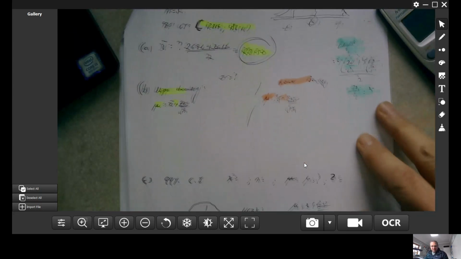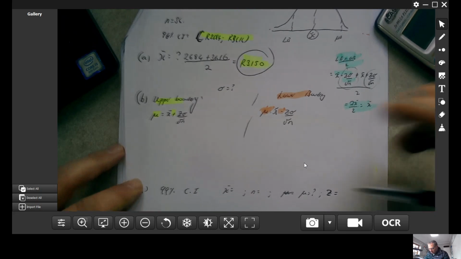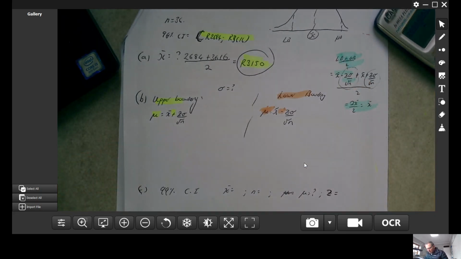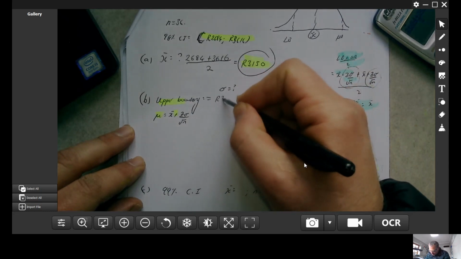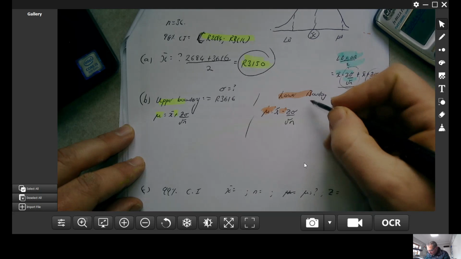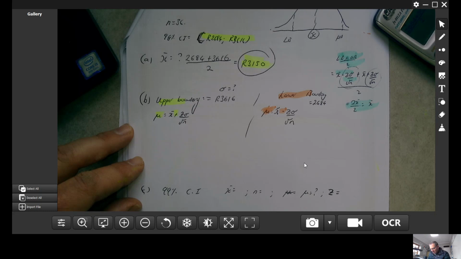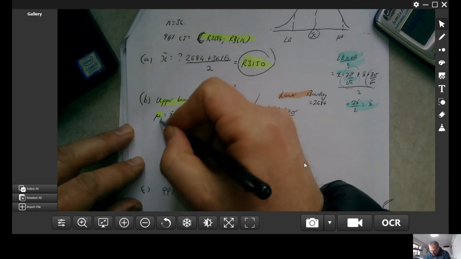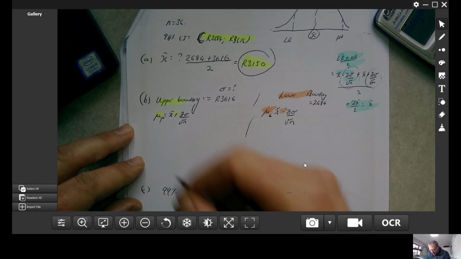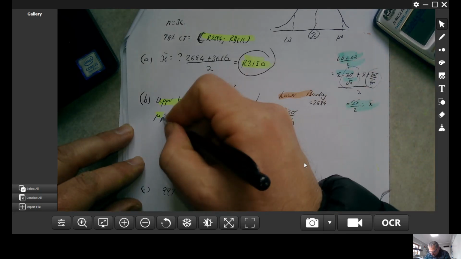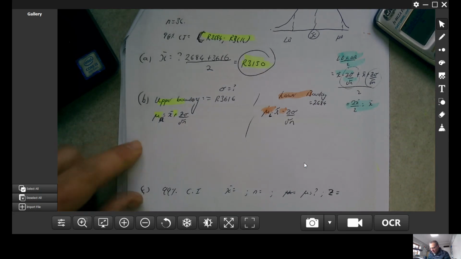There's space on your next page to pull this in, by the way. So we're looking for sigma. What is sigma? You can work with the upper boundary or the lower boundary for this. If we work with the upper boundary, it is 3,616. If we work with the lower boundary, you don't have to do both, one or the other, it's 2,684. So the upper boundary is x mean plus z sigma over root n.